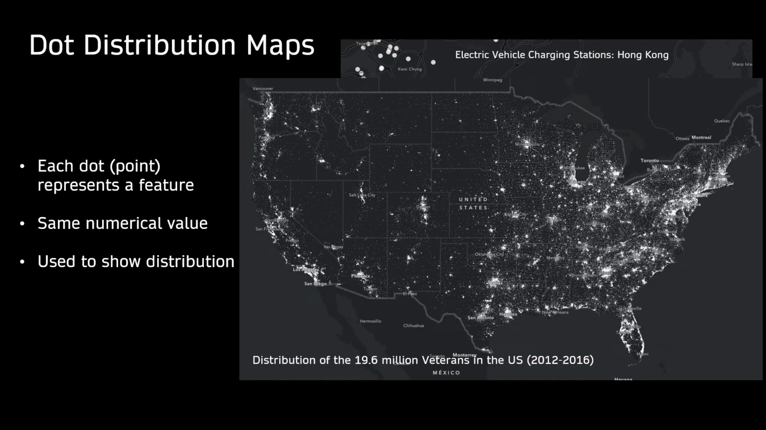So these are dots representing the distribution of the 19.6 million veterans in the U.S. during the time frame of 2012 to 2016. So crazy, 19.6 million dots on that map. But again, you can really start to see kind of the distribution of veterans across the conterminous U.S.